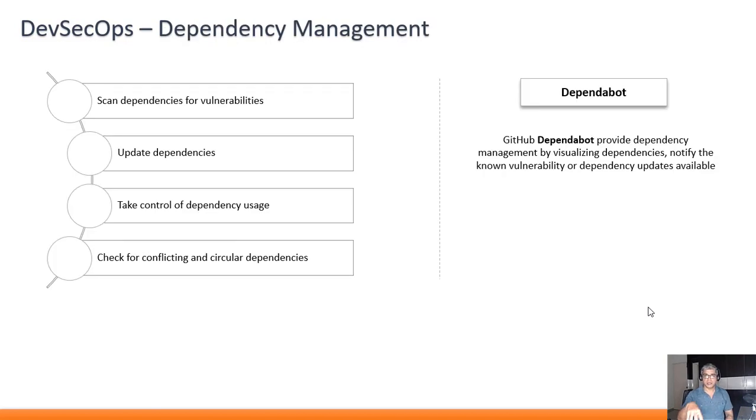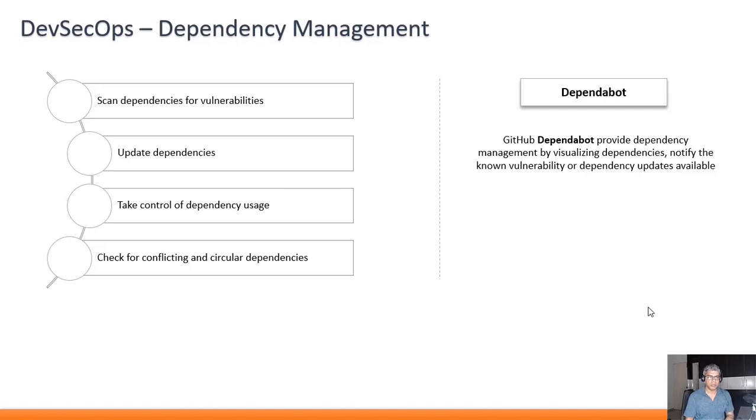Dependency management is very important whenever you are writing a piece of code and deploying it to a new environment, or publishing it. There are many dependencies that go with the code, so it's important to scan those dependencies for any kind of vulnerabilities, right? The DLLs, the libraries, the frameworks that are part of that code need to be scanned. You update those dependencies, you take control of the dependency usage.